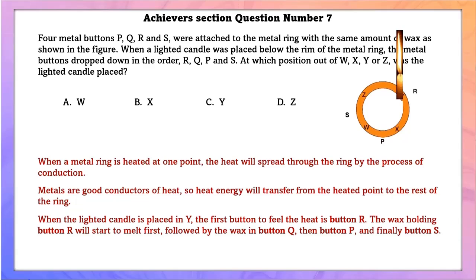The wax holding button R will start to melt first, followed by the wax in button Q, then button P, and then finally button S. So the lighted candle should be placed at Y in order to make sure the sequence RQPS is correct.